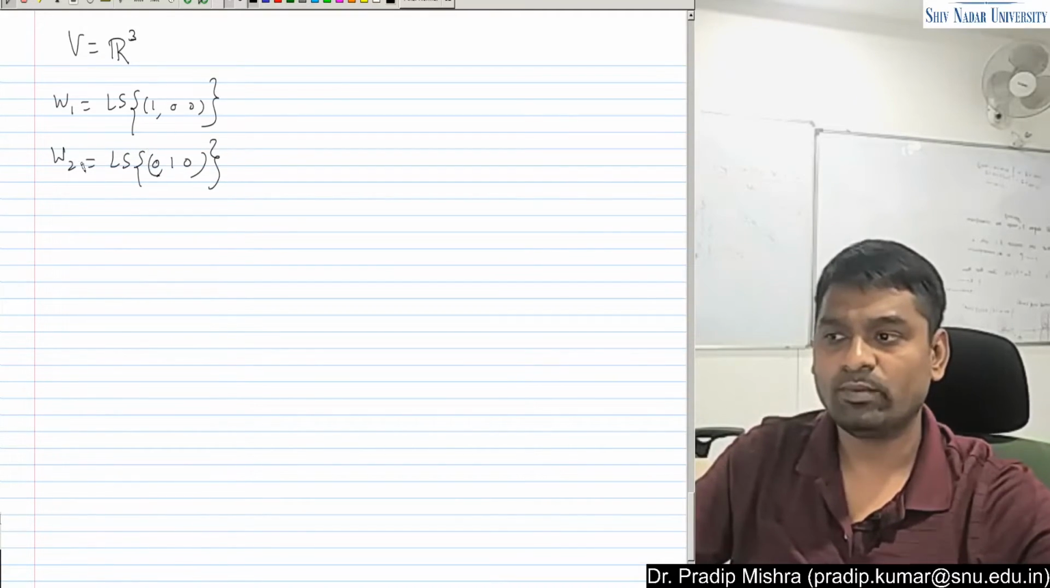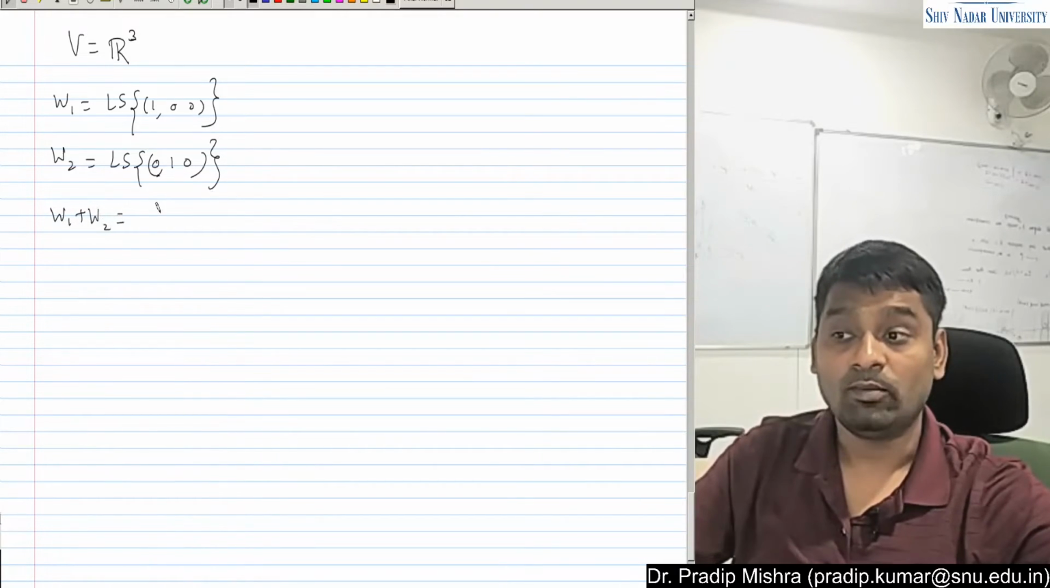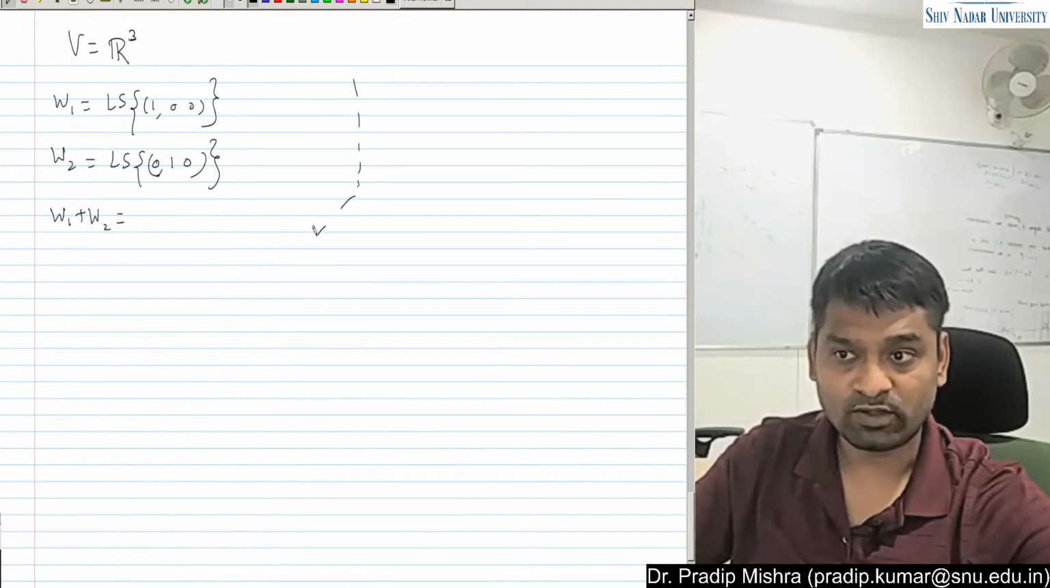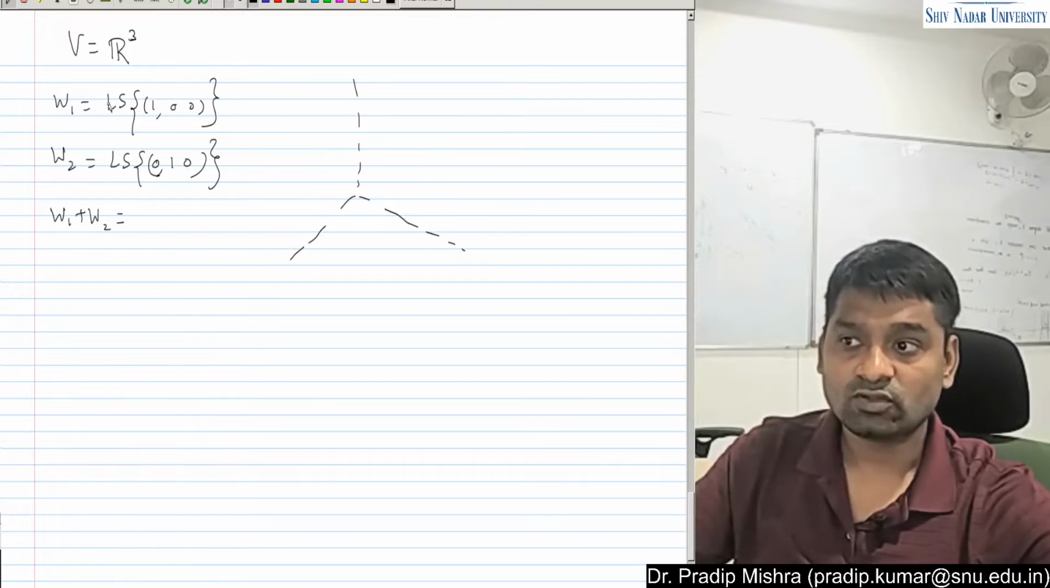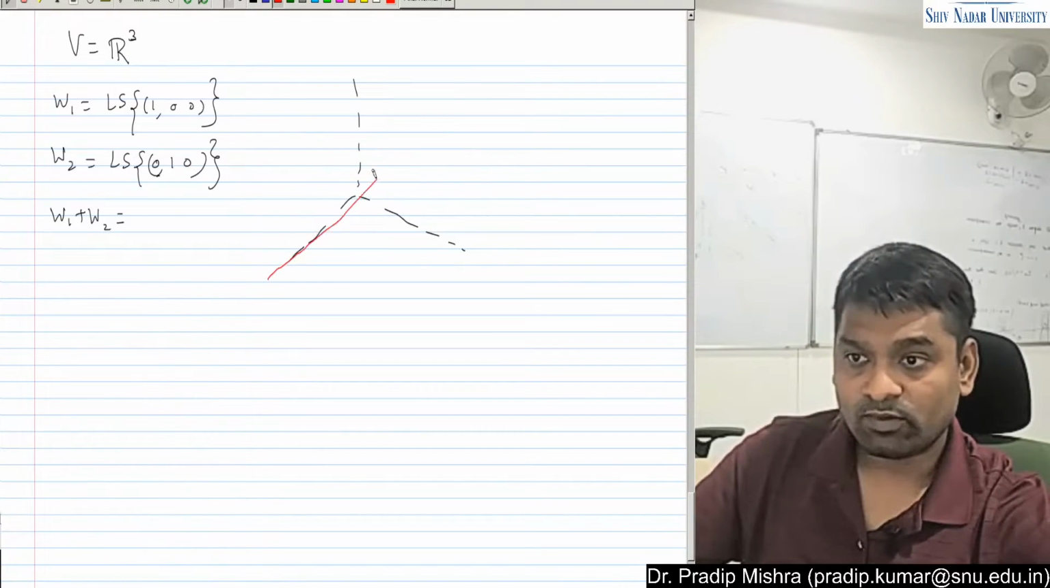Can you visualize what W1 plus W2 is? Let us try to have a picture. So W1 is basically the x-axis.